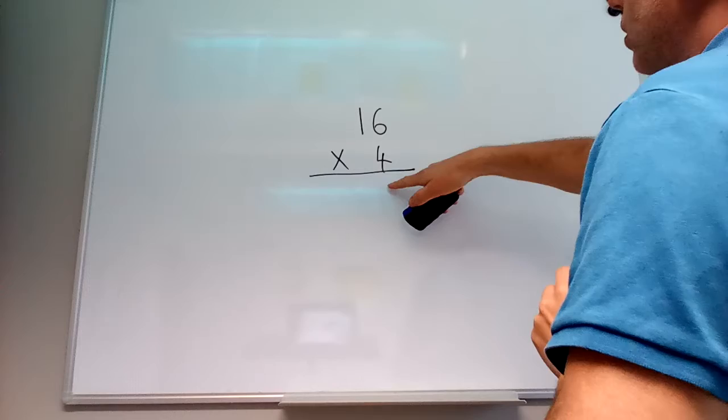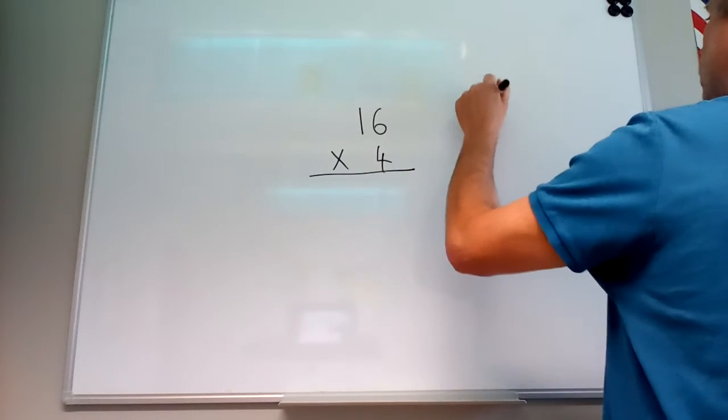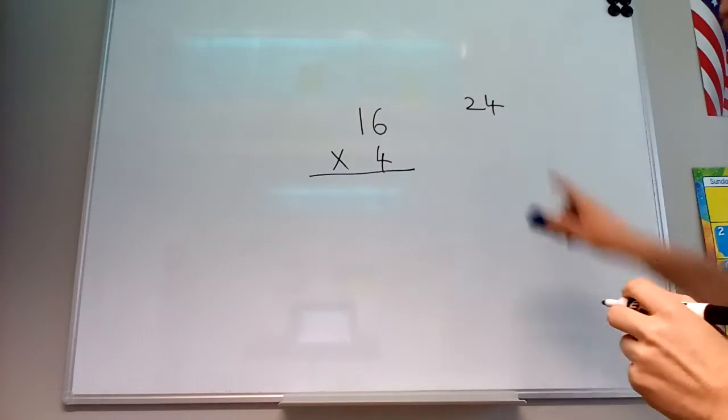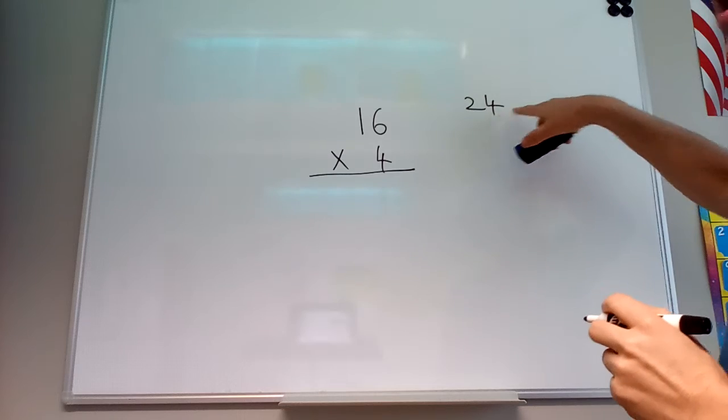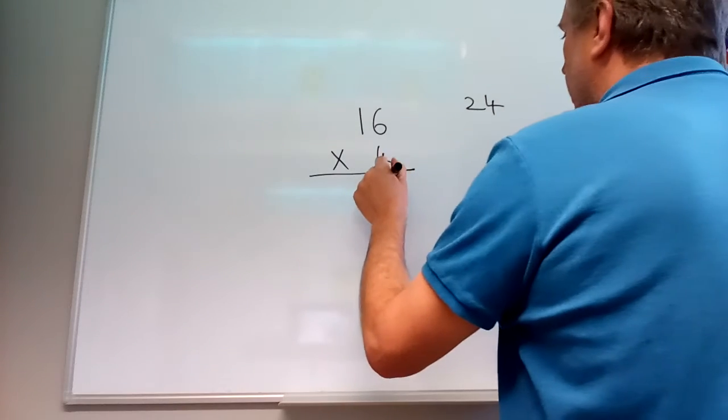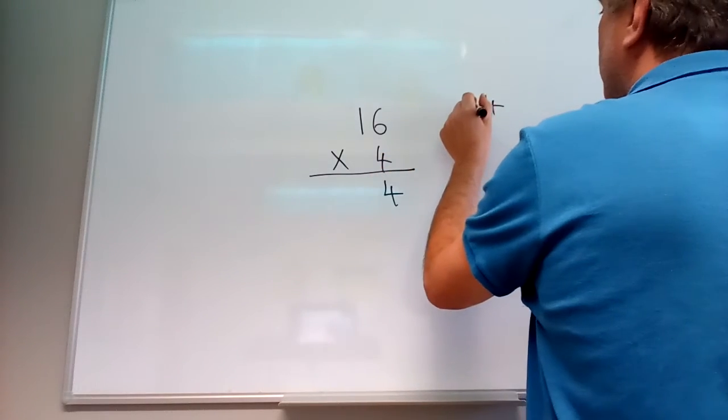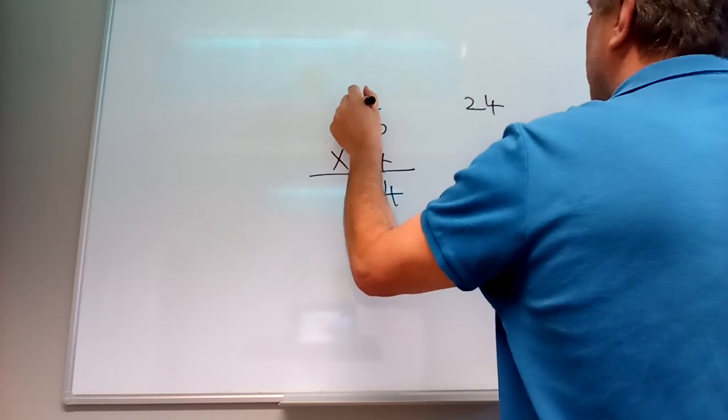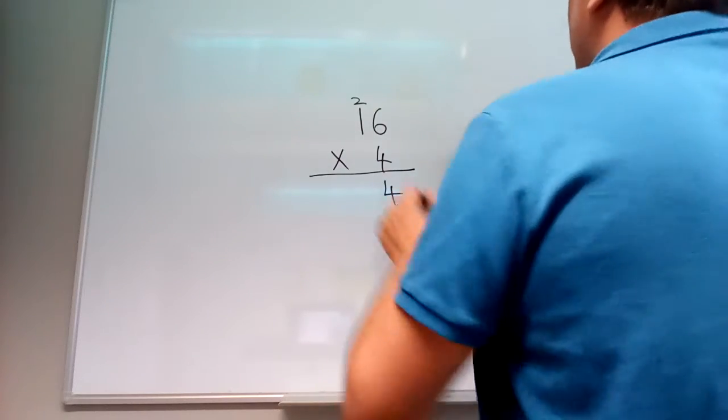But we can only put one number there. So our 24, we want to pick the number that's in the ones place, the last number here. That's the number that's going to go under here. And we're going to carry our 2, it's in the tens place, we're going to carry it to the tens place here. Okay, so we put our 2 there.